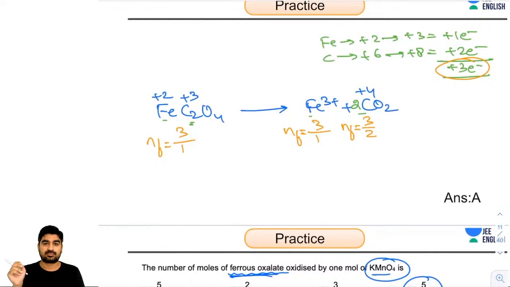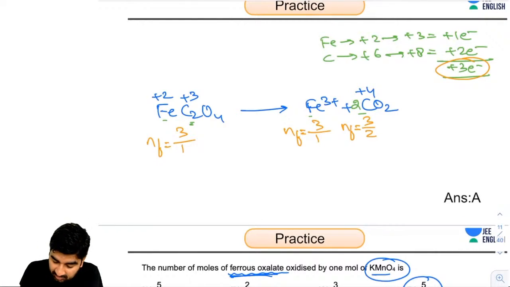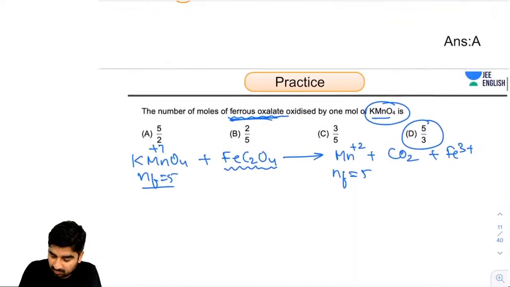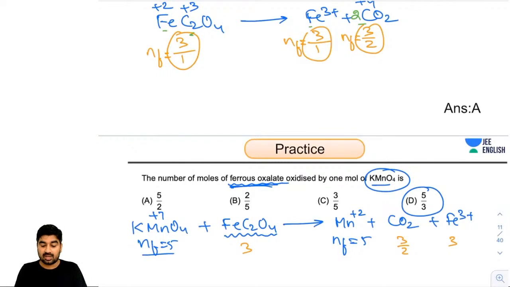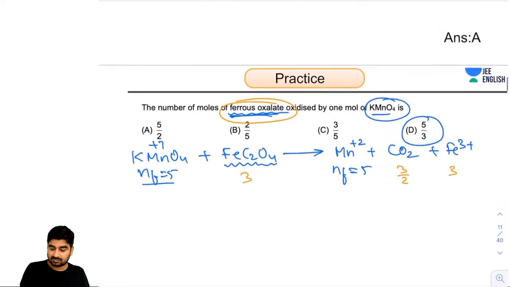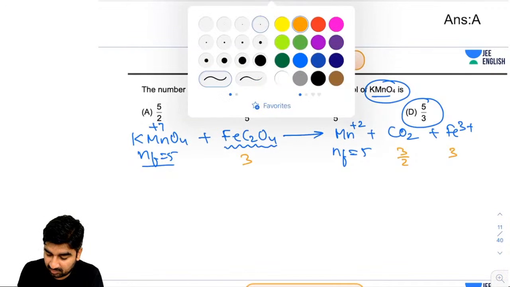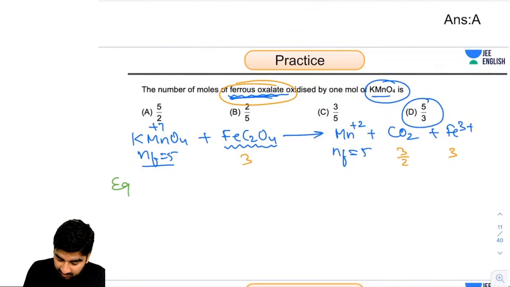Any doubt? So n factor for this is 3, for this is 3 by 2, and for this is 3. Just note it down: 3, 3 by 2 and 3. Now the number of moles of ferrous oxalate. Now guys, again apply the law of chemical equivalence. And how will you apply this?